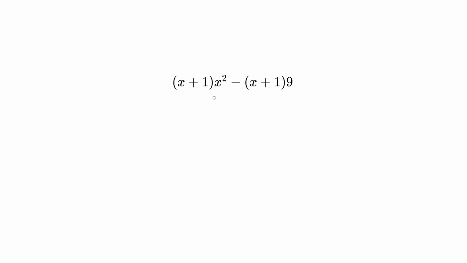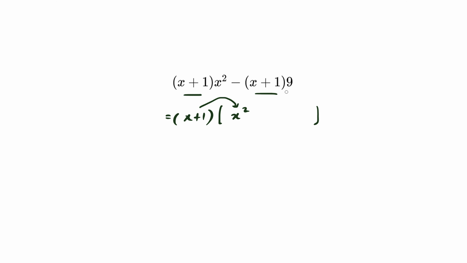Let's factor this expression here. Notice how we see the common factor, x plus 1. So let's factor it out. X plus 1 times something becomes the first term, and that happens to be x squared.